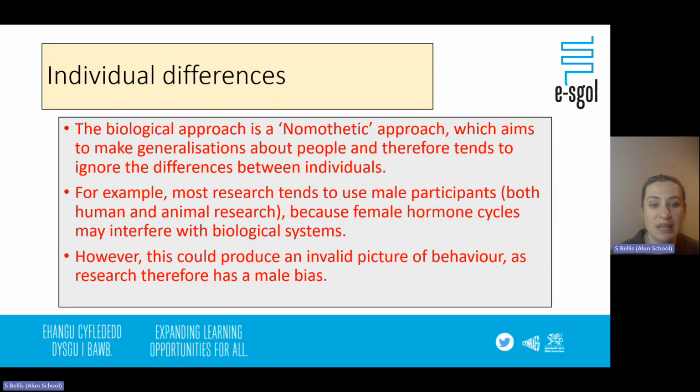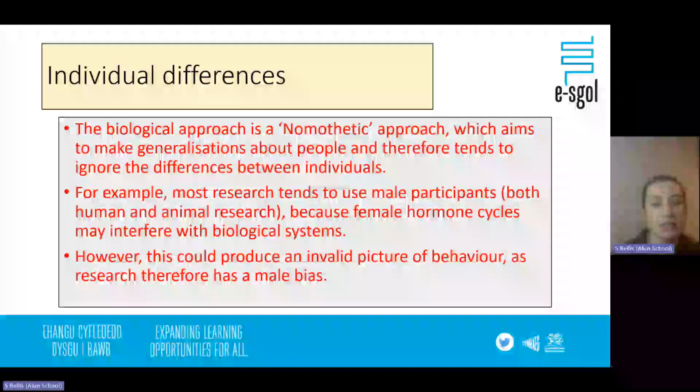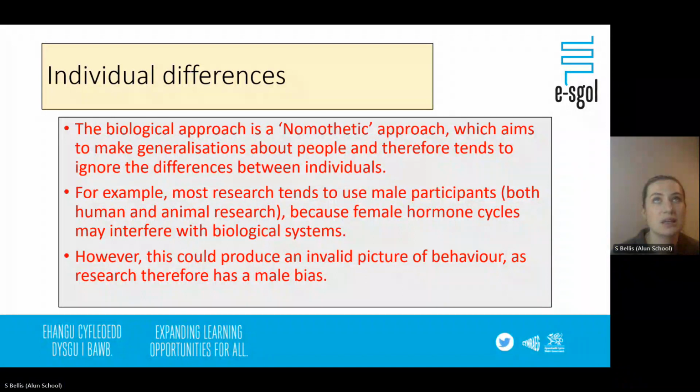Now, most research tends to be male participants, okay, and that may be because the female hormone cycle interferes with biological systems. So depending on where they are within their menstrual cycle, their hormones may influence how they are feeling and how they are thinking. So it's sometimes seen as easier if men take part in the research because they don't have that sort of disparity and that up and down in their emotions and their hormones.